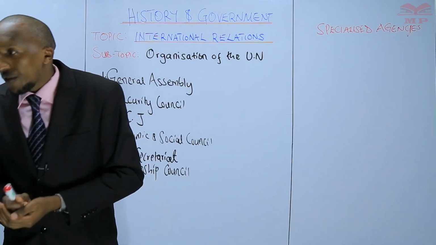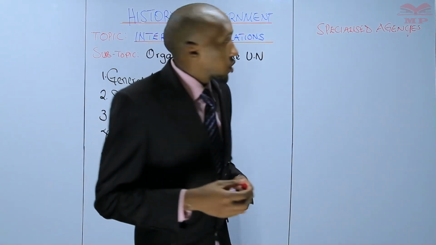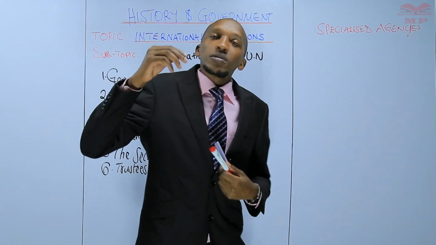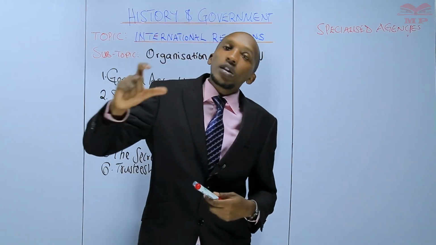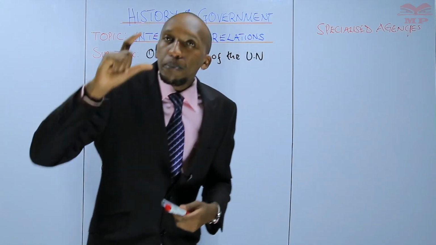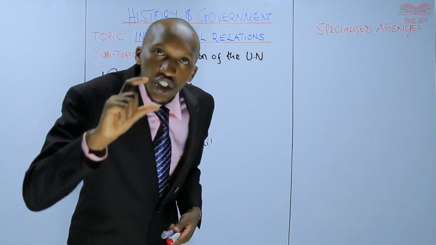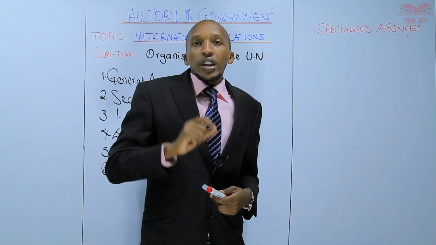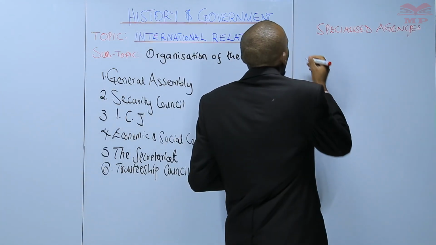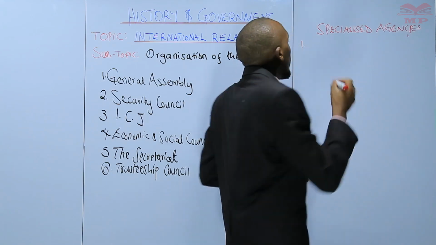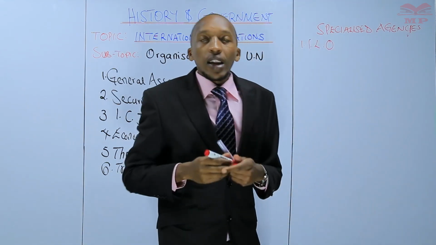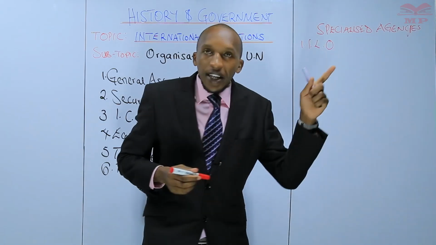So to start us off, the first specialized agency. Remember, when we talk of a specialized agency, it deals with specific matters. It deals with specific problems or specific issues in the United Nations. The first one, number one, we have the ILO, which is the International Labour Organization.